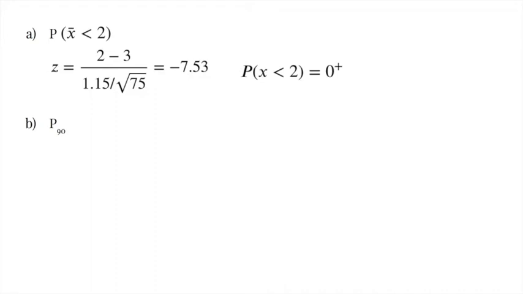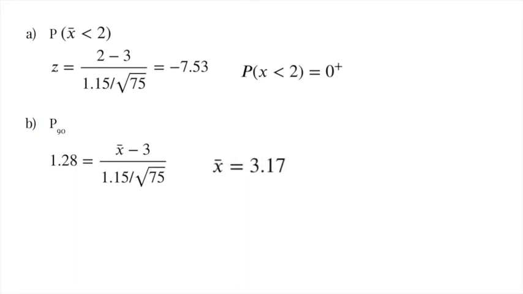Looking at the table, I didn't copy and paste the table in on these examples, but I found 1.28 to be as close as I could get to 0.90 on the area. So I take 1.28 as our z-score, set it equal to the central limit theorem formula, and we're going to solve for x bar. Doing the math here, just multiplying by the standard error and adding 3, we get x bar is 3.17. So this is the 90th percentile for the mean of the samples.